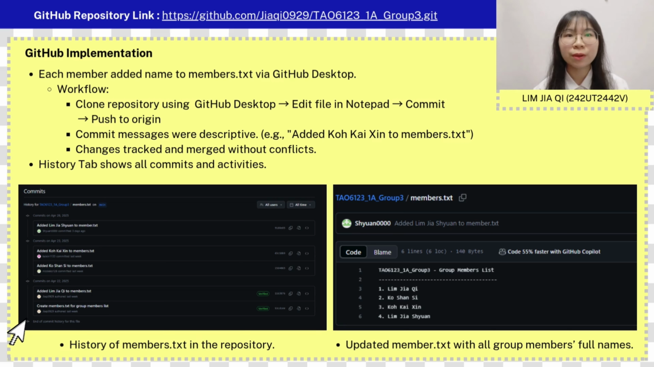The workflow we followed was clone, edit, commit, and lastly, push. Our commit messages were clear and descriptive, such as "add Kaixin to members.txt". All changes were tracked successfully with no conflict, and the history tab on GitHub shows every commit. We can also view the updated members.txt file, which includes the full names of all group members.